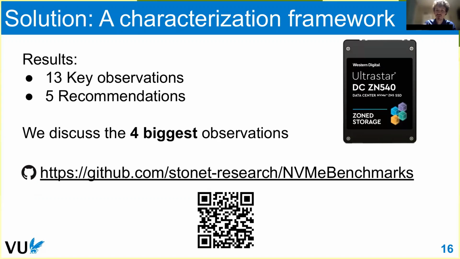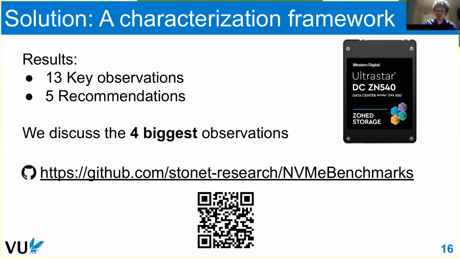And today we will discuss the 4 biggest observations. Actually, they are big because they have such a big impact on application design. And they are such uniqueness. These are things that we did not think were actually possible. These are really the cool ones.